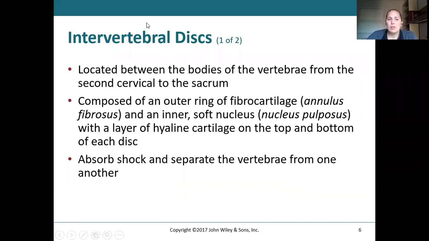Okay, so these intervertebral discs I mentioned a few slides ago. They're located between the vertebra from the second cervical to the sacrum. So if we go back one slide.